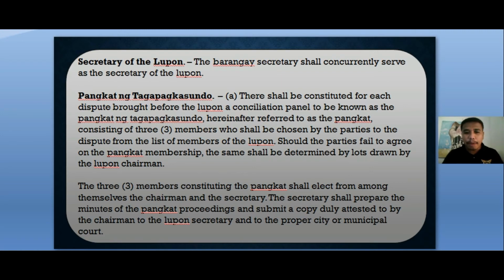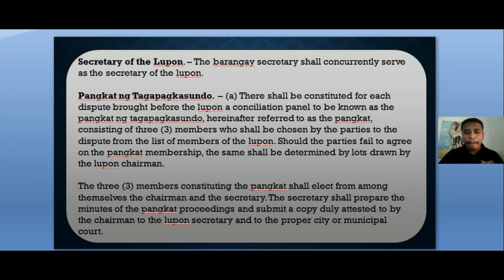Because it is very impractical if the 20 members will conglomerate to solve a common issue. Because 20 heads may create chaos. Okay? If there are too many, it would be chaotic. So if the 20 members of the lupon attend a dispute together, what will happen is it would be very chaotic. So to avoid chaos, among the 20 members, a conciliation panel or pangkat tagapagkasundo is created.